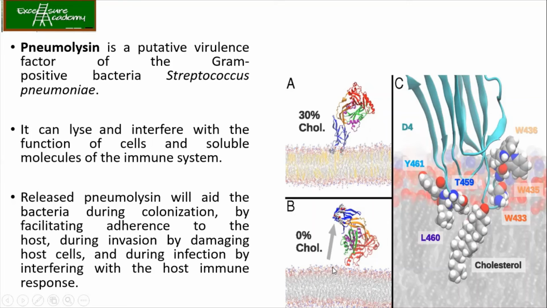If you had 0% cholesterol, then it is difficult for this particular pneumolysin to interact and cause any damage to the host cell. That's why it is called a cholesterol dependent toxin. It can lyse and interfere with the function of the cells and soluble molecules of the immune system. It aids the bacteria during colonization by facilitating adherence to the host, and invasion by damaging the host cells. But overall, what you need to remember is that pneumolysin is active only if you have got the cholesterol.